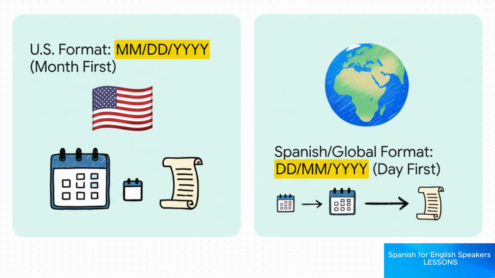So here's the crucial thing to realize. The Spanish format, with the day first, isn't just a Spanish thing. It's pretty much the global standard. The US month first system is actually the outlier here. And the logic is really simple and kind of elegant when you think about it. It just moves from the smallest unit of time, the day, to the largest, the year. Day, month, year. Makes sense, right?